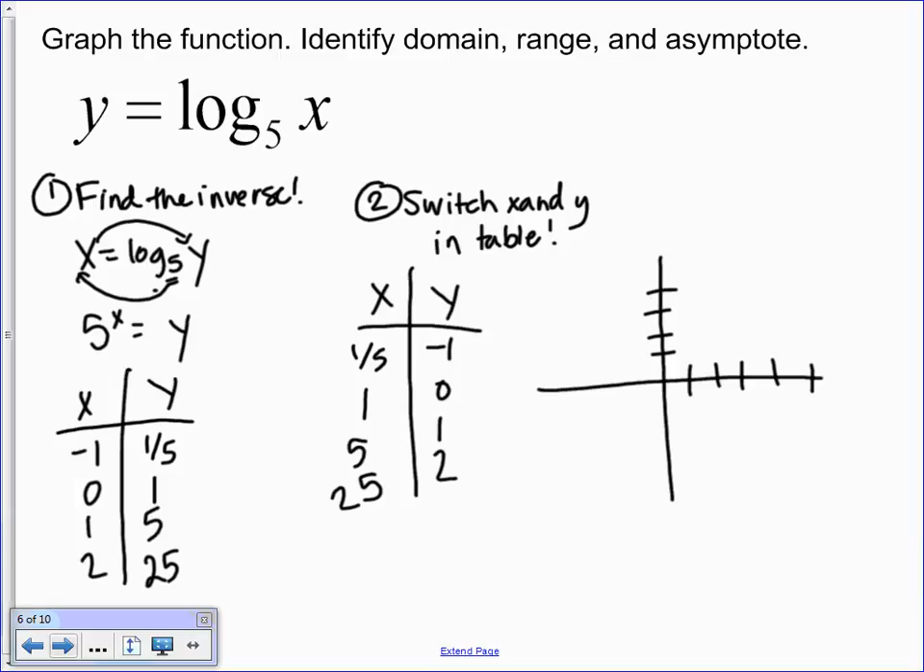(1/5, negative 1). That's 1/5 to the right, which is not very much, and negative 1 down. (1, 0), (5, 1). That's all I'm going to graph. This is my graph of my log right here.